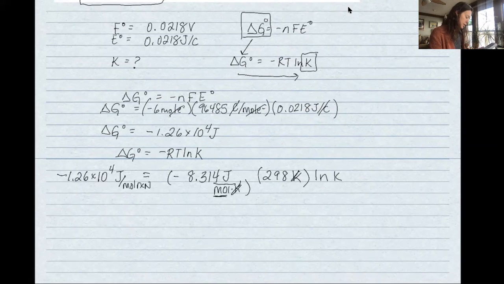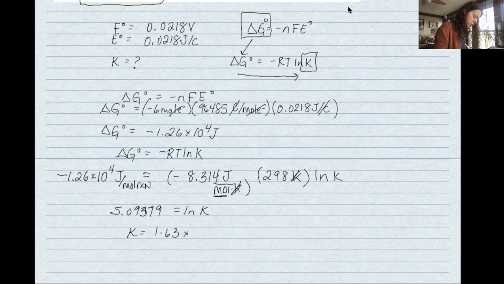And let's go ahead and do that. So I'm going to divide my value here by the product on the right-hand side. I'm going to put in parentheses, negative 8.314 times 298, close parentheses, equals 5.09309379, which equals the natural log of K. Second natural log, second answer, equals K equals 1.63 times 10 to the 2.